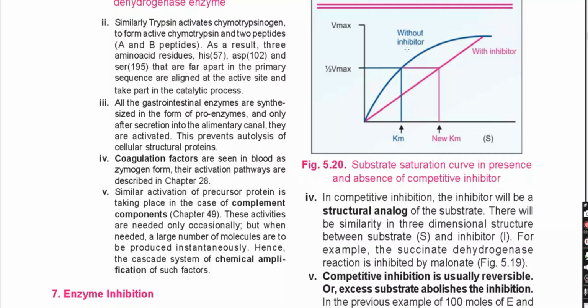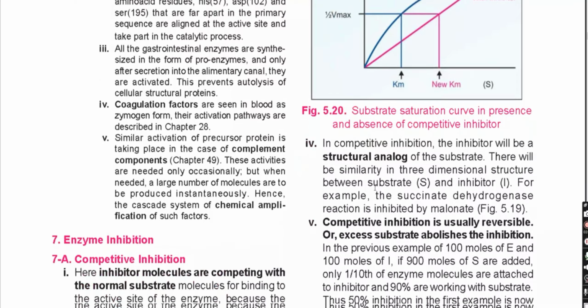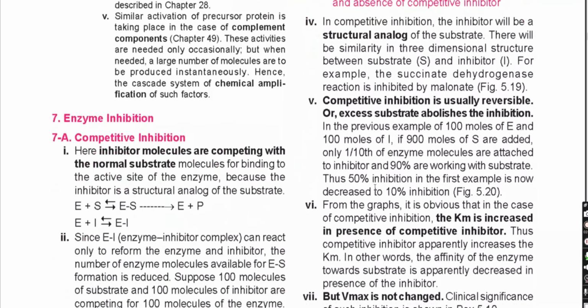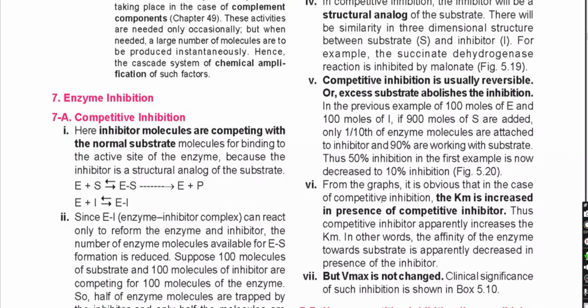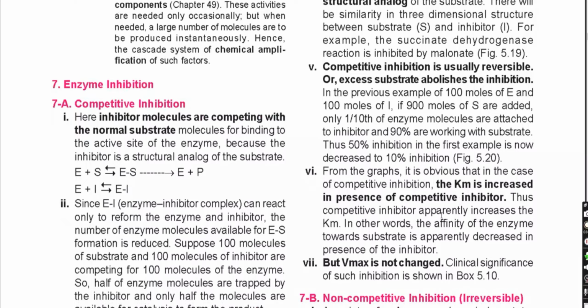Thus, the competitive inhibitor apparently increases the Km, and in other words, the affinity of the enzyme towards the substrate is apparently decreased in the presence of the inhibitor. And Vmax is not changed. So the Vmax is not changed in the case of competitive inhibition. So this is all about competitive inhibition. If you see the Michaelis-Menten reaction with inhibition, Vmax is unchanged, but Km is changed.